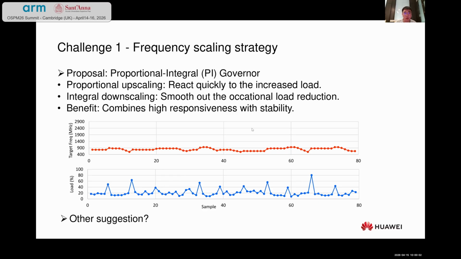This is just an example. There might be a better solution to this, and we would like some suggestions on doing this uncore DVFS to save the uncore power. So if there are any other suggestions, please shout out.